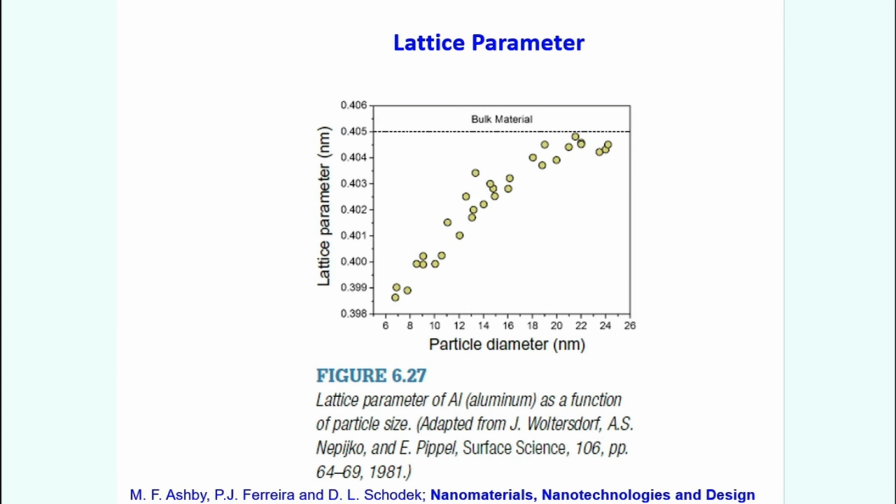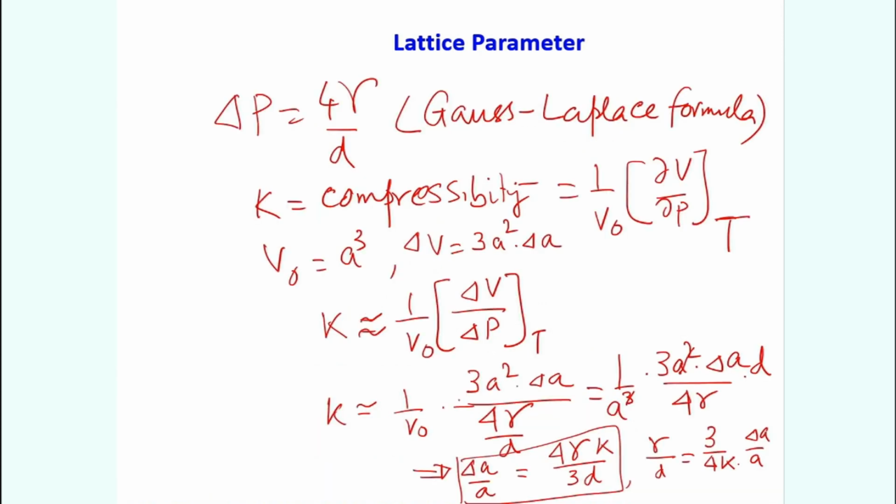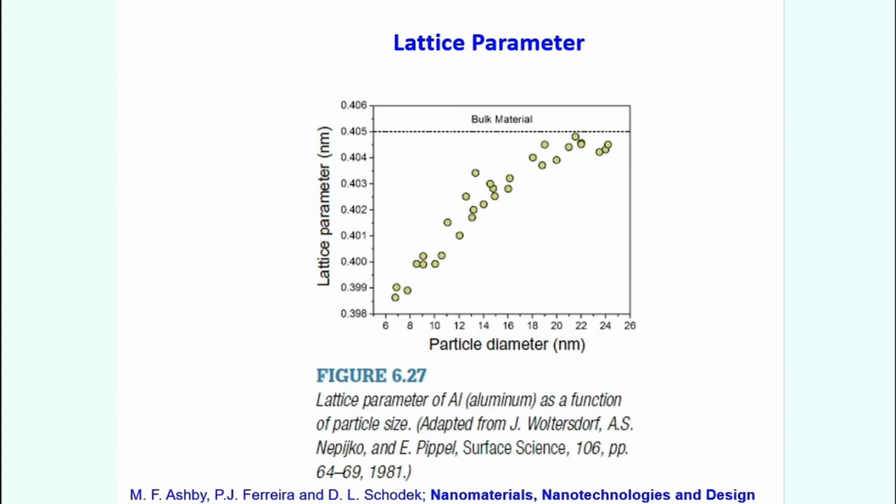That will depend on the delta A by A value, because as you see, delta A by A depends on the value of compressibility, gamma, which are very small-scale quantities, and d, the ratio. If compressibility is negative, delta A will be negative. If compressibility is positive, delta A will be positive. For most solids, that is what happens. This is for aluminum as a function of particle size.